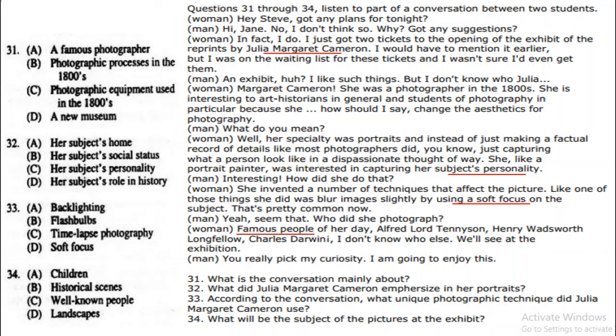Now we will begin Part B with the first conversation. Questions 31 through 34. Listen to part of a conversation between 2 students.